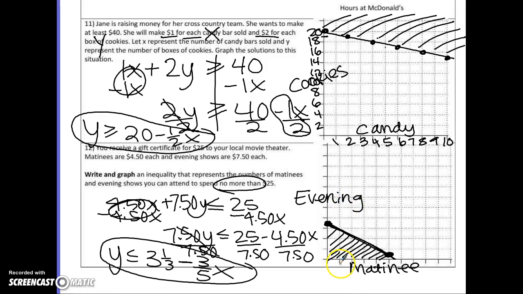So I could go to 1 matinee and 2 evening. I could go to 3 matinee and 1 evening. I could go to, let's see, 2 here and 1 here. So any other combinations in here would be solutions, or keep you under $25 for the show.